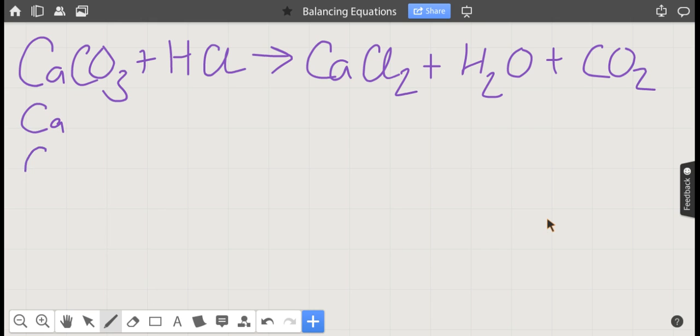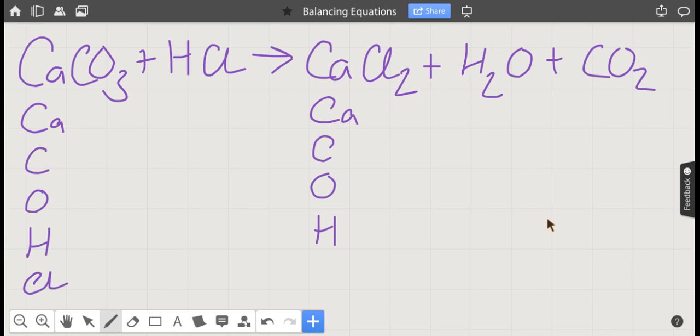Now, if an element appears on one side of the equation, it should appear on the other side. If it doesn't, this means that your equation is not complete, it's not accurate, so therefore you will not be able to balance it. So the first thing I do is I list the elements that I have. I have calcium, carbon, oxygen, hydrogen, and chlorine. If I look on the left-hand side of my equation, I have 1 calcium, I have 1 carbon, I have 3 oxygens, I have 1 hydrogen, and 1 chlorine.